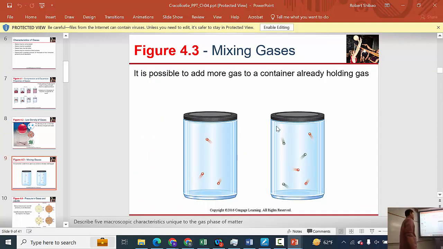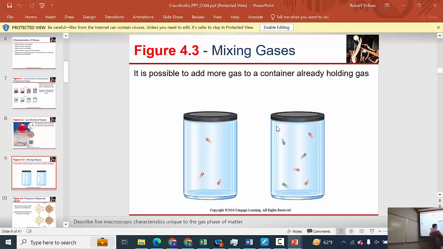We can mix gases easily, so if I wanted to add some green gas here, it's no problem. But when I have the green gas here, what happens is it increases pressure. So right now, the pressure is caused by the collisions here, and we feel these collisions. The force per unit area is what we define as pressure.